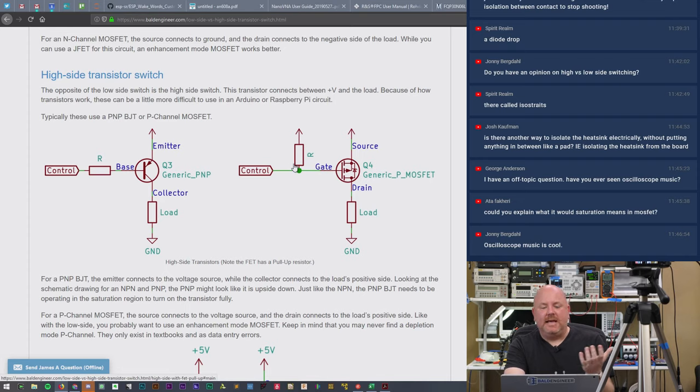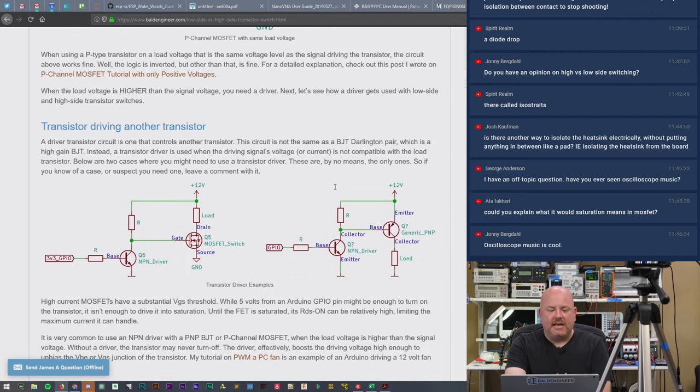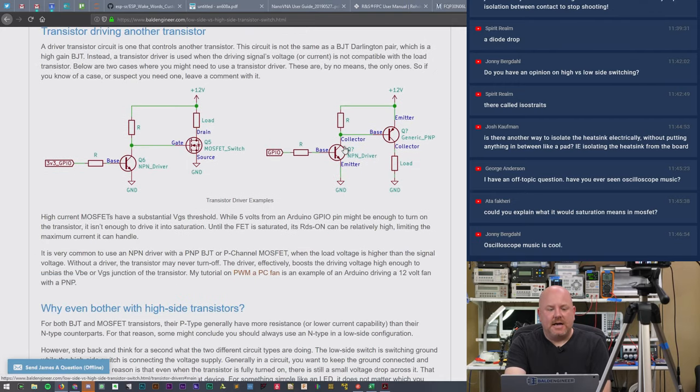You can't use an Arduino or a Raspberry Pi to actually turn these off. They'll always be on. What you have to add instead is a driver circuit. And so you have to actually use a transistor to turn on the P channel, where the gate is getting connected to the positive voltage supply. And so this is actually not that complicated to set up.